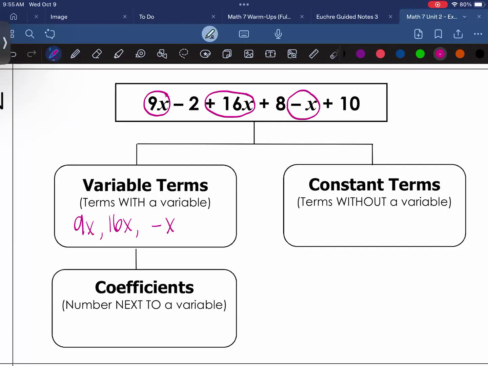Now, anytime you see a positive or negative letter by itself, there is an invisible 1 in front of it. So if you're wondering how many negative x's that is, that's just -1x.